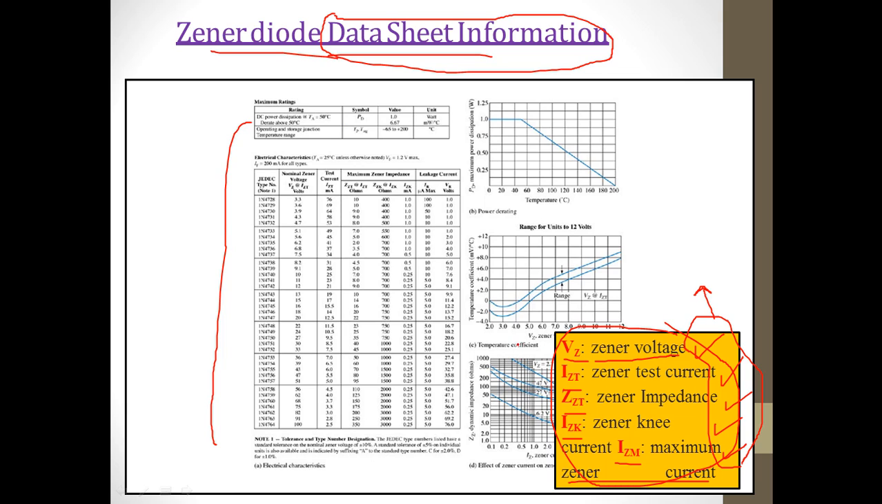You can see that there is VZ available here, a diagram of IZ over here, and different other values, temperature, power symbol, current, units. All the information is given about a specific diode in its Zener diode data sheet. So you have to download it before you actually buy that Zener.